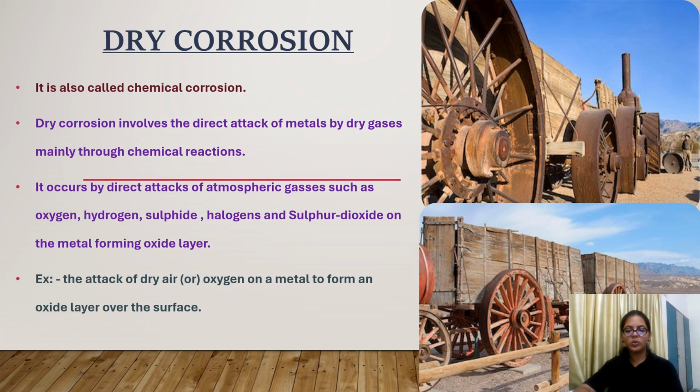There are two types of corrosion: dry corrosion and wet corrosion. Dry corrosion is also known as chemical corrosion. Dry corrosion involves the direct attack of metals by dry gases, mainly through chemical reactions. It occurs by direct attacks of atmospheric gases such as oxygen, hydrogen sulfide, halogen, and sulfur dioxide on the metal, forming oxide layer. Example, the attack of dry air or oxygen on a metal to form an oxide layer over the surface.